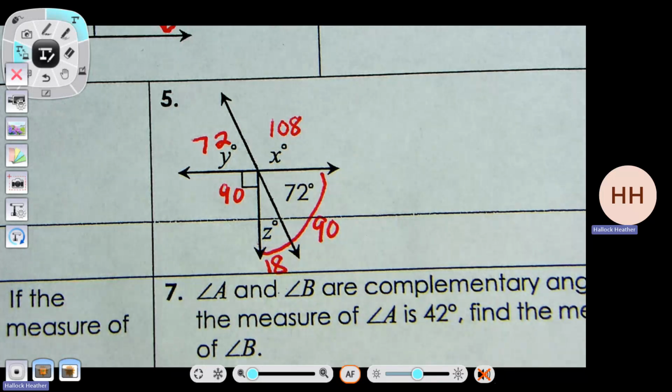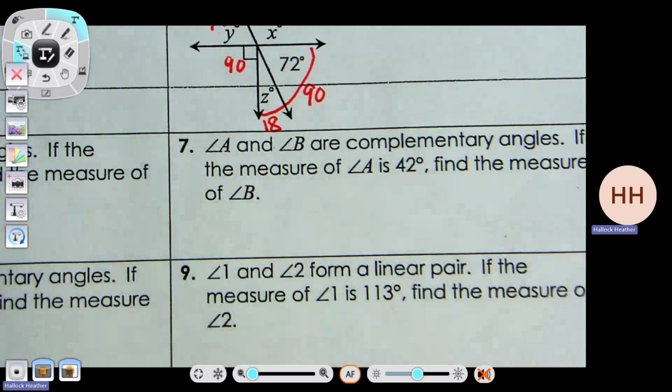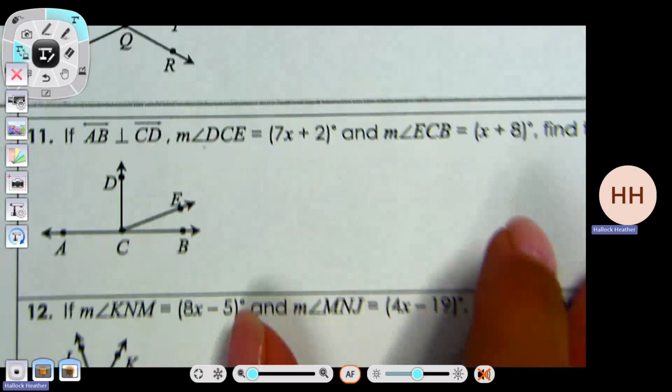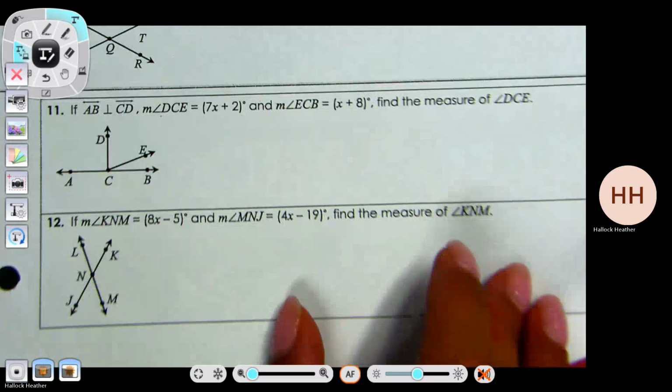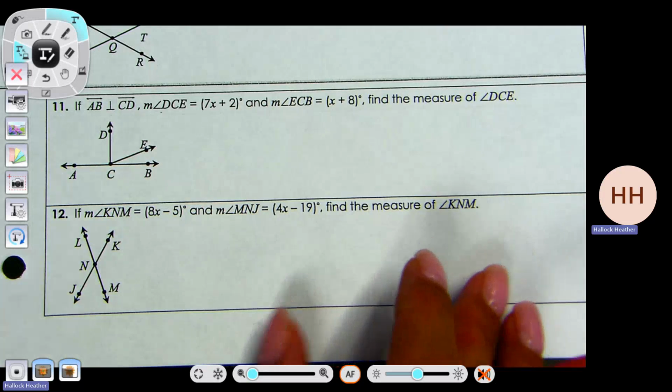I need to wait. I know. That's the next step. So let's go to number 11.